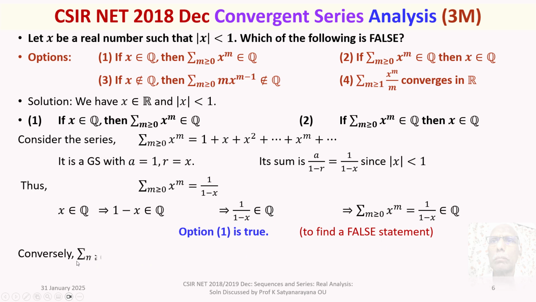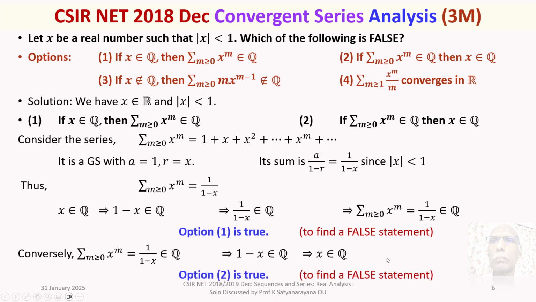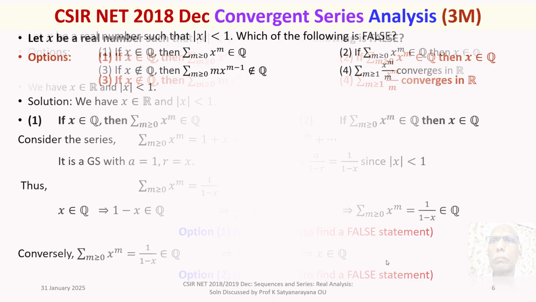Now, conversely, take your series. Its sum is 1 by 1 minus x. Suppose that is a rational number. 1 by 1 minus x is a rational number means 1 minus x is a rational number. Agreed? 1 minus x is a rational number means x is rational. So that means if sigma x to the power of m belongs to Q, then x also belongs to Q. So this is precisely option 2. Therefore, option 2 is also true. But we have to find the false statement. Let's move to the next slide.